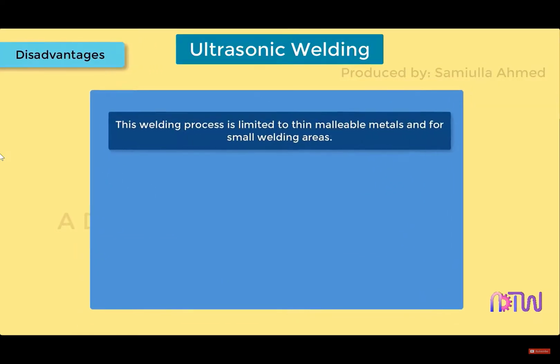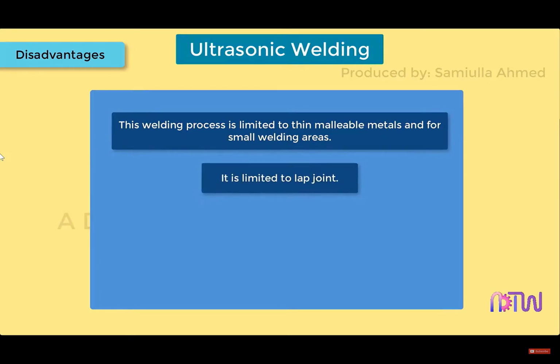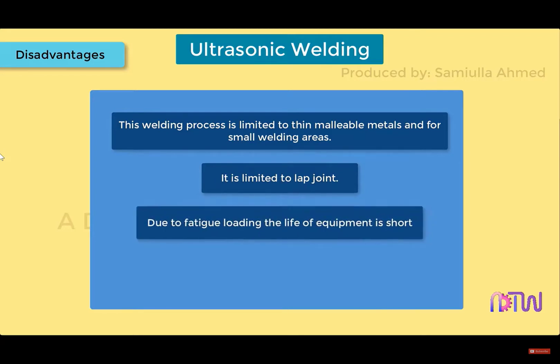Disadvantages: this welding process is limited to thin malleable metals and to small welding areas. It is limited to lap joints. Due to fatigue loading, the life of the equipment is short. Tooling cost and fixture cost is high.